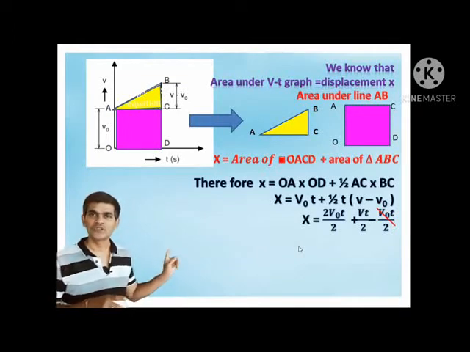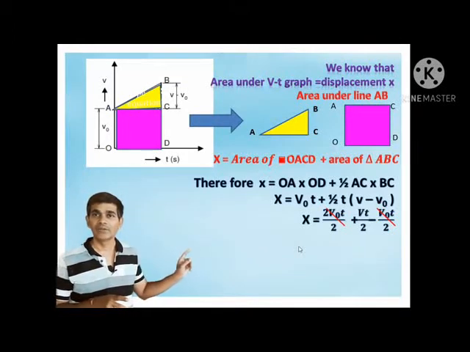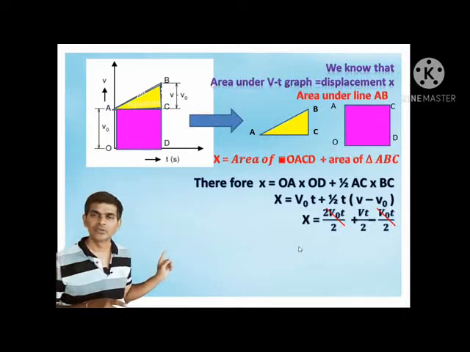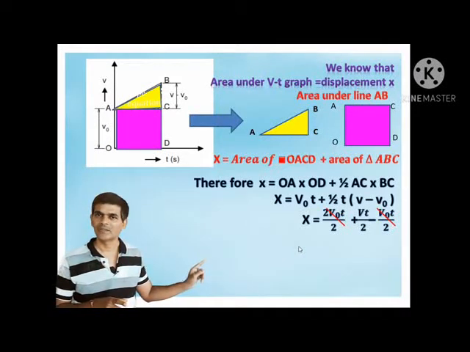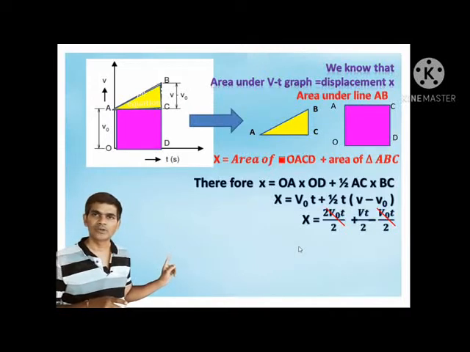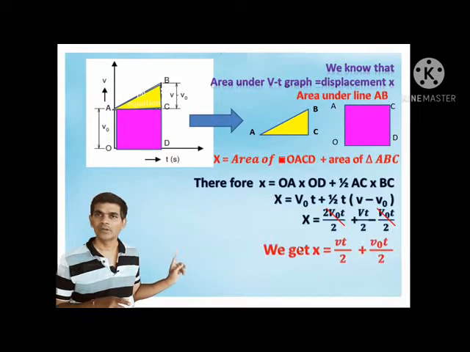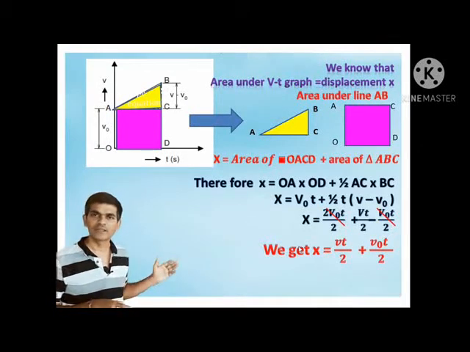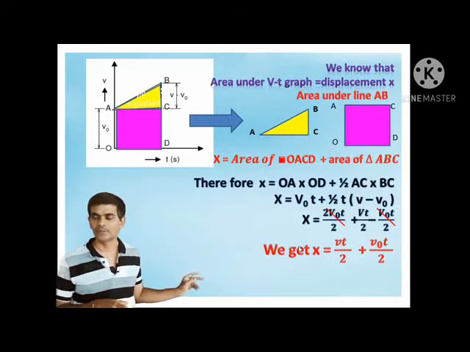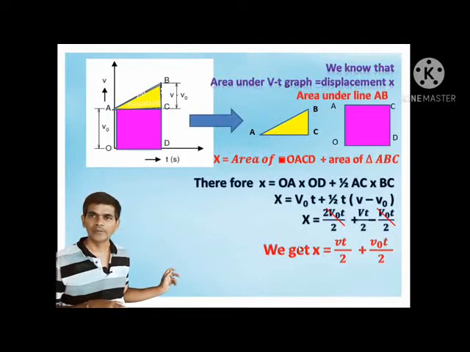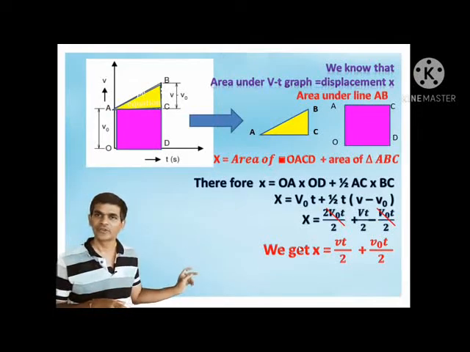Simplify the equation. Here there is v naught t by 2, and here plus 2 v naught t by 2. One v naught t by 2 gets cancelled with the minus v naught t by 2, then 1 v naught t by 2 is left. After that I will rewrite like this: after cancelling minus v naught t by 2, we will get vt by 2 plus v naught t by 2. I will combine like that.